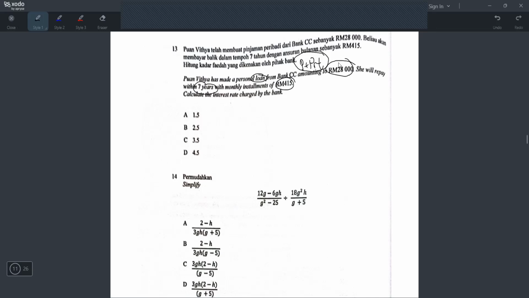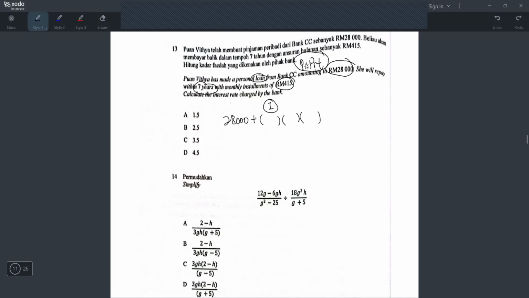So if you pinjam 28,000, will you bayar balik 28,000? No, you will pay back 28,000 plus the interest. And the interest, how do you calculate it? You use the PRT formula. The PRT formula is used to calculate interest, right?